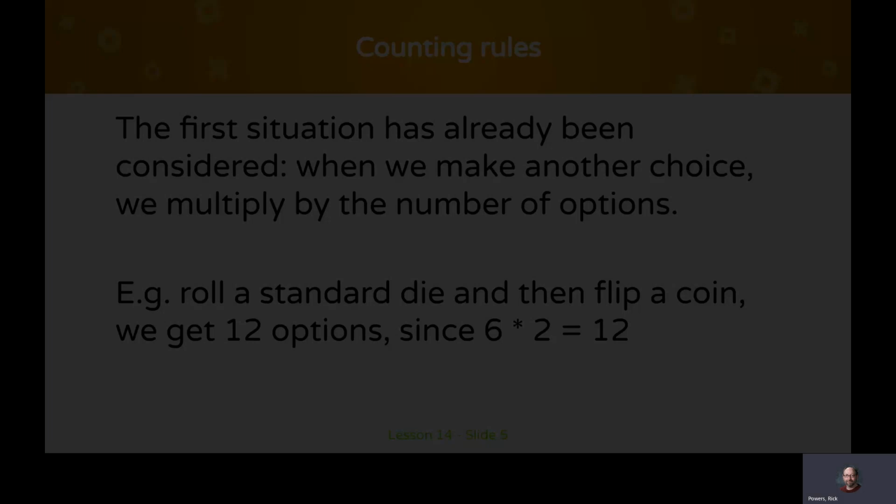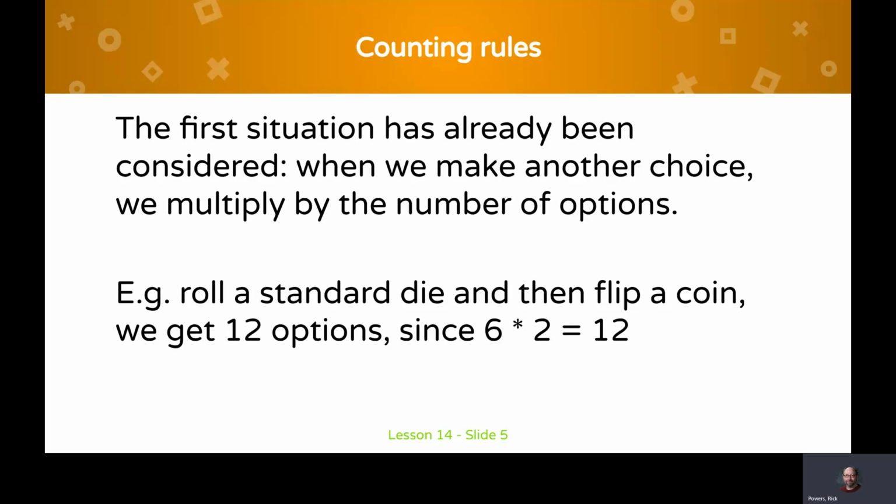The first situation has already been considered. When we make another choice, we multiply by the number of options. For example, roll a standard die and then flip a coin. We get 12 options, since 6 times 2 is 12.